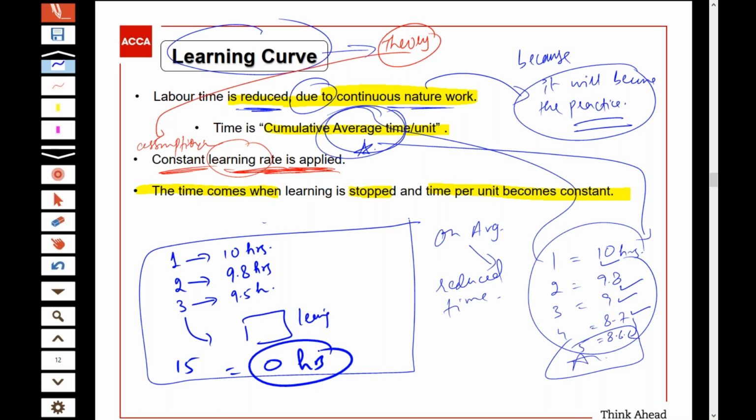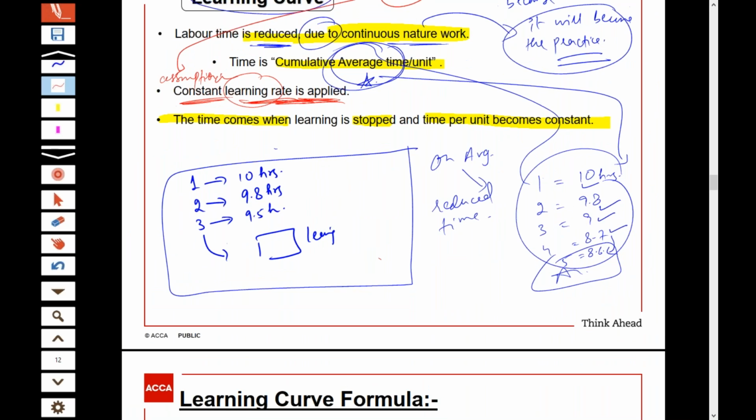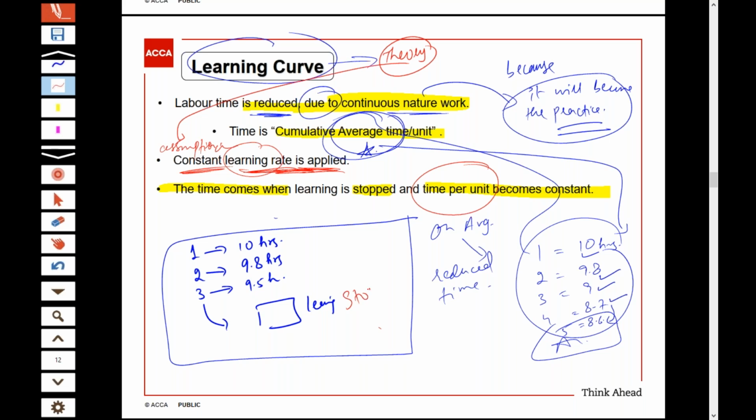You are not champion enough to just look at the raw material and have it converted into finished goods. No, the time comes when the learning will stop and time per unit will become constant. Let's say it is 8 hours on 5 units. So it is not possible that the time would become zero.